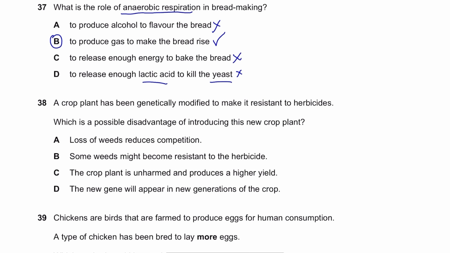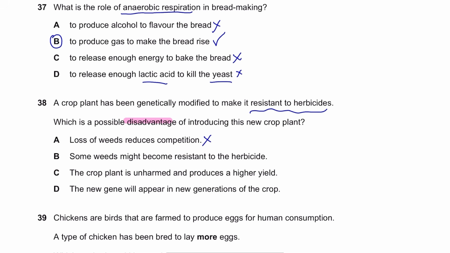Question 38. A crop plant has been genetically modified to make it resistant to herbicides. Which is a possible disadvantage of introducing this new crop plant? Loss of weeds reduces competition. Now, they asked about a disadvantage, and reducing competition is an advantage, so no.